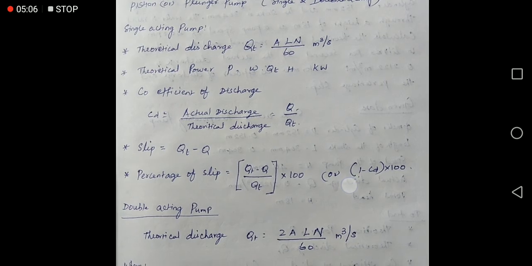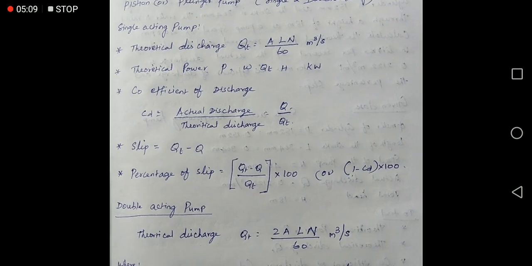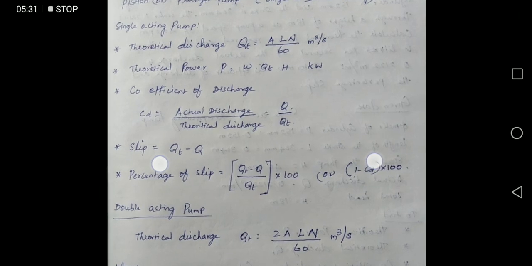Theoretical power P equals W into Q_T into H. W is the specific weight of the liquid. What is the liquid? We have to check the pump. In most cases the pump handles water, so the specific weight of water is 9.81. Q_T is the theoretical discharge, found after derivation of the formula. H is the total head, as I already told you. Suction head plus delivery head equals total head.